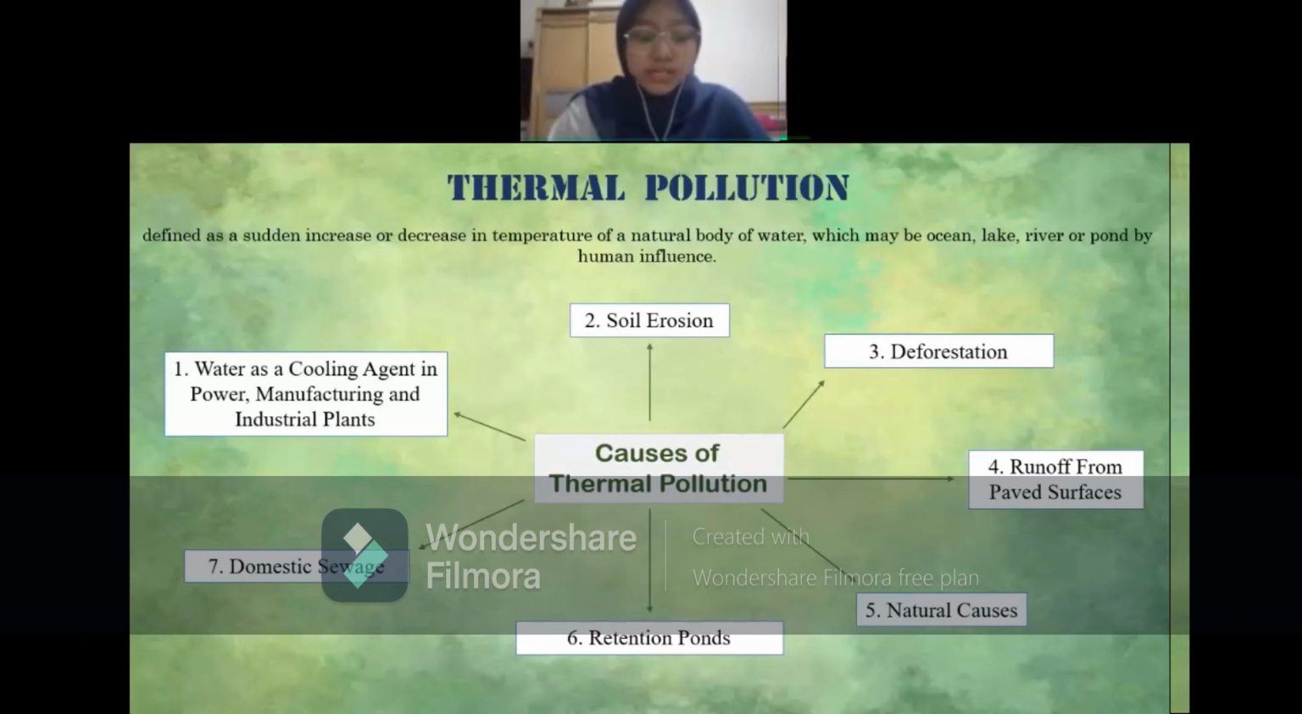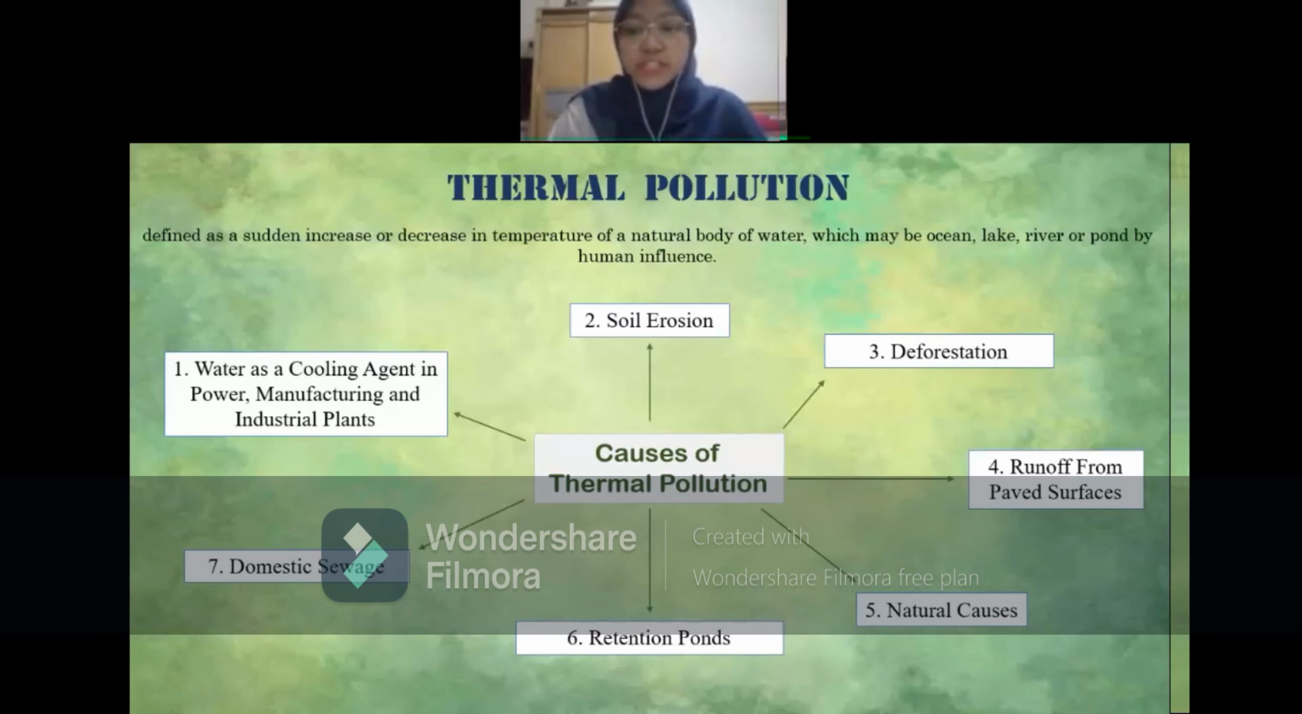The second one is soil erosion. Soil erosion is another major factor that causes thermal pollution. Consistent soil erosion causes water bodies to rise, making them more exposed to sunlight. The high temperature could prove fatal for aquatic biomass as it may give rise to anaerobic conditions.